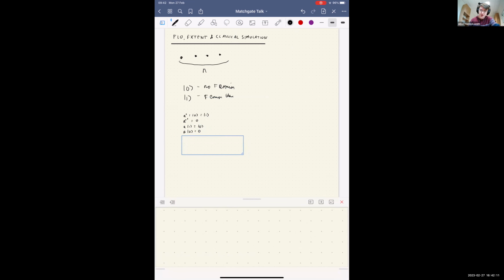So we can almost just see how to write one of these things down. We can see that A dagger has to look something like 0, 0, 1, 0, just in the normal basis, and A has to equal something like 0, 1, 0, 0. So these map 0 to 1 and 1 to 0, like I said, for each qubit.